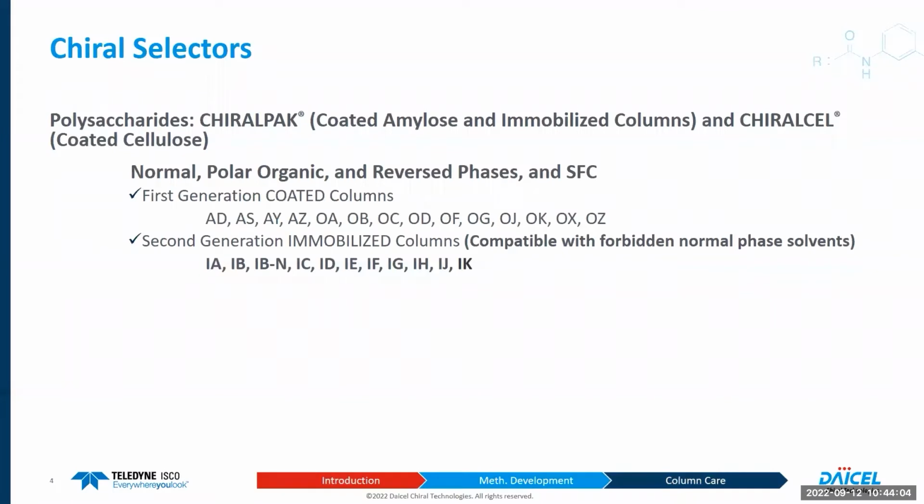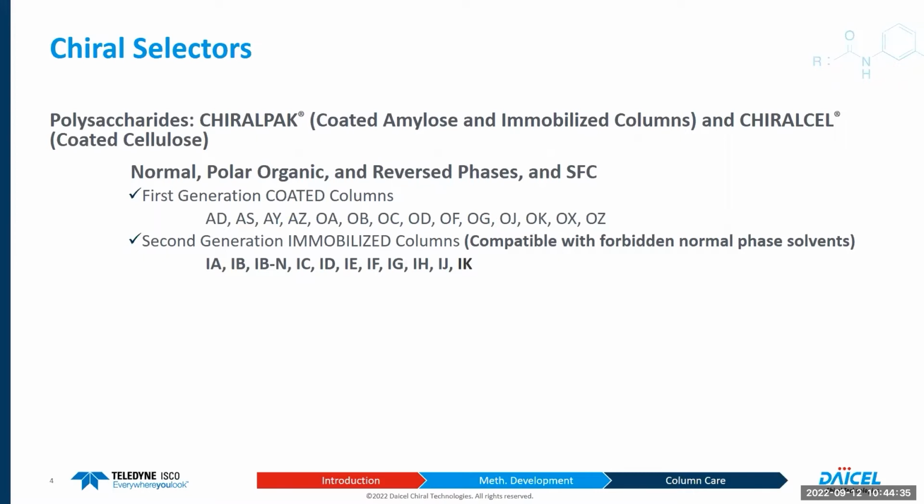So for a little bit of background and just sort of, again, making sure we're all on the same page, we're going to be dealing with polysaccharide-based chiral stationary phases today. And for the purposes of this discussion, all of the Daicel naming goes something like this: Chiralpak is all coated amylose-based polysaccharide columns, as well as all of the immobilized columns, regardless of the polysaccharide source. And then Chiralcel is for all coated cellulose-based columns.